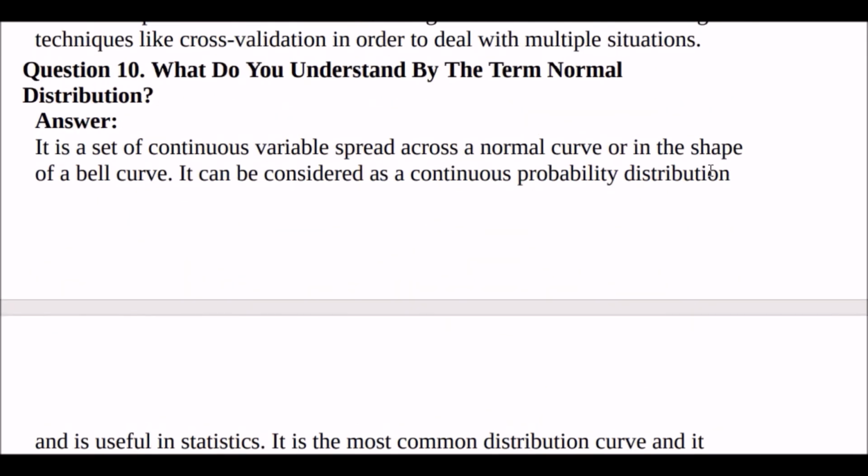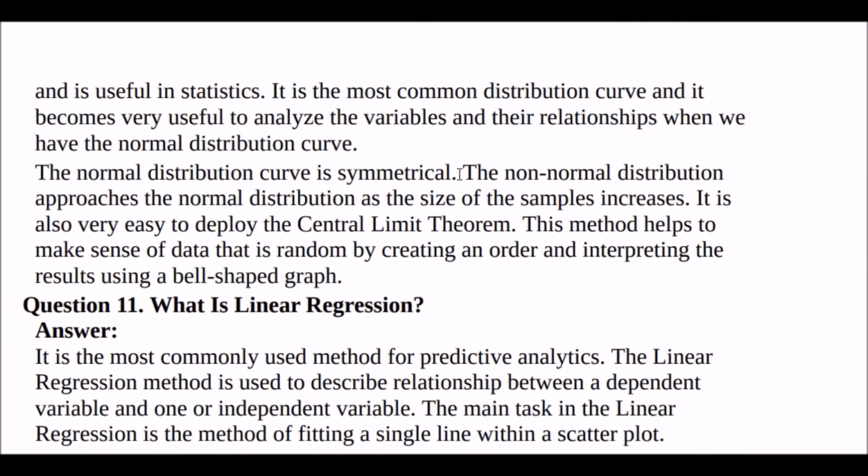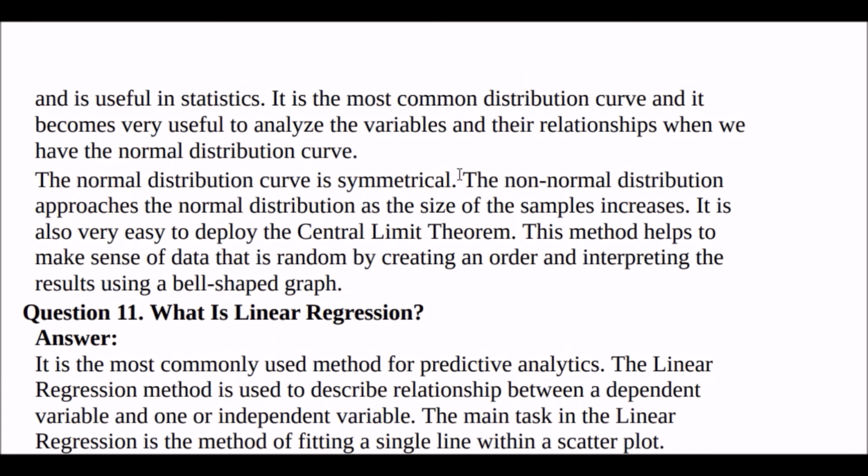What do you understand by the term normal distribution? The answer is, it is a set of continuous variables spread across a normal curve or in the shape of a bell curve. It can be considered as a continuous probability distribution and is useful in statistics. It is the most common distribution curve and it becomes very useful to analyze the variables and their relationship when we have the normal distribution curve.